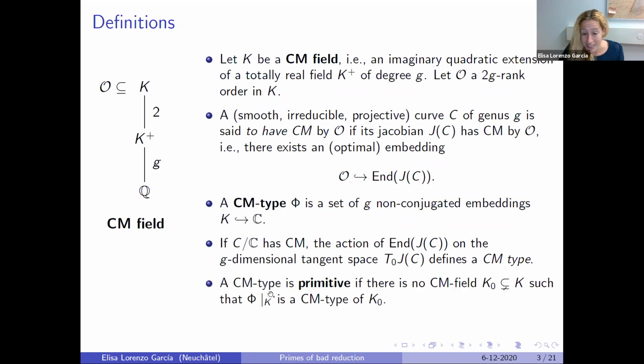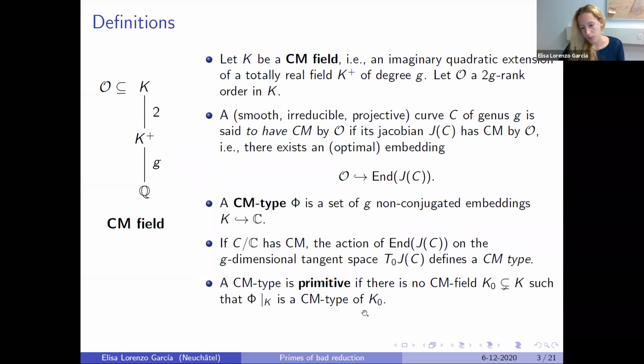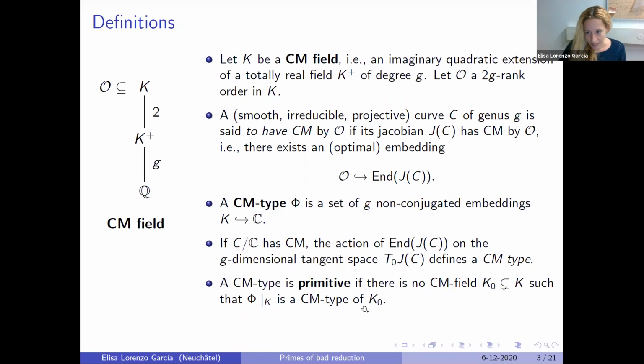We say that a complex multiplication type is primitive if there is no complex multiplication field K0 contained in K such that the reduction of the CM type is again a CM type for K0. This is again technical, but we have a nice characterization. You can forget about this definition and just look at the nice characterization: the complex multiplication type is primitive if and only if the Jacobian is simple. And this is what we are going to use, basically because I'm going to work with simple Jacobians. Okay, so these were some definitions that I wanted to give you first.